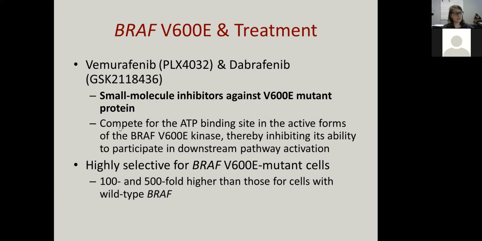But it essentially competes for the binding site on the BRAF kinase and inhibits its ability to function in the signal cascade. This is highly selective for BRAF V600E mutant cells. Any other mutation of BRAF or any other fusion or rearrangement of BRAF is not affected, okay? So it's specifically the V600E mutant.